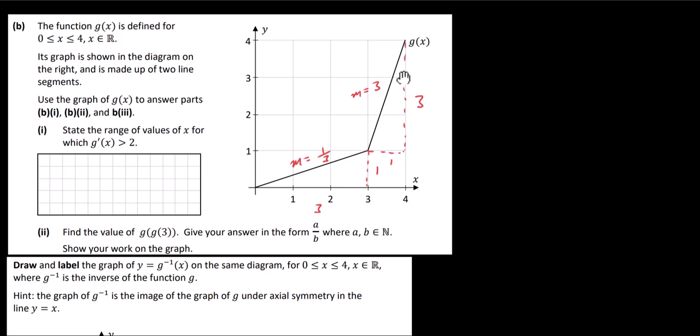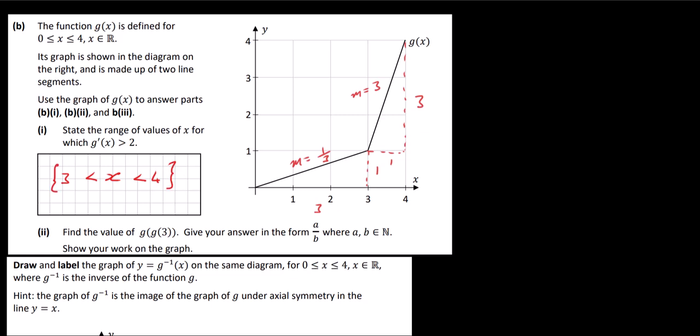So this is the part we're talking about. We've got to write down the range of values of x for which the slope is greater than 2. So our answer there would just be x being bigger than 3 and less than 4. So just between 3 and 4.